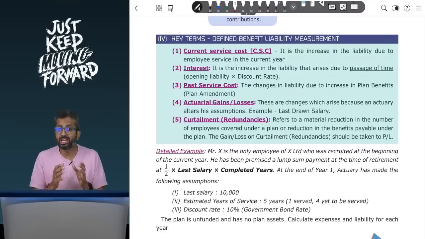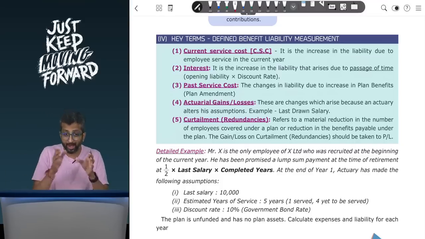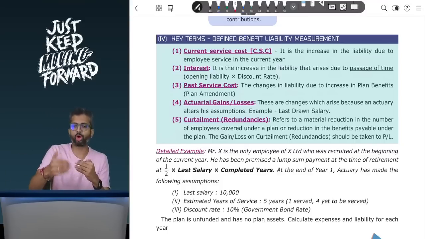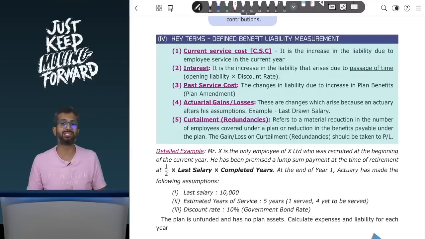Second, interest cost. Well, interest cost does not necessarily arise due to service but due to passage of time, because the plan you thought money will have to be paid after 5 years. 1 year has gone by, so money is now going to be paid after 4 years. That is due to passage of time. Another 1 year goes by, money is going to be paid after 3 years, passage of time. And as a result, this is called interest cost.